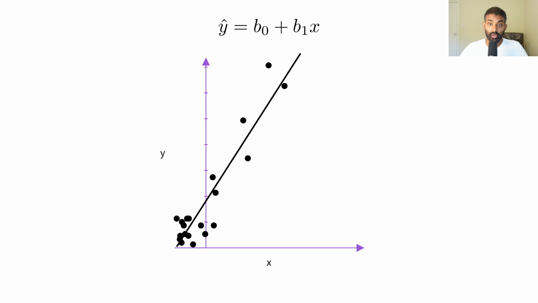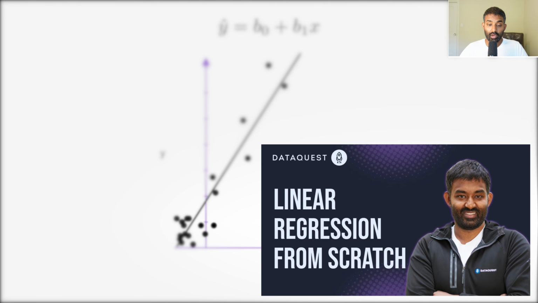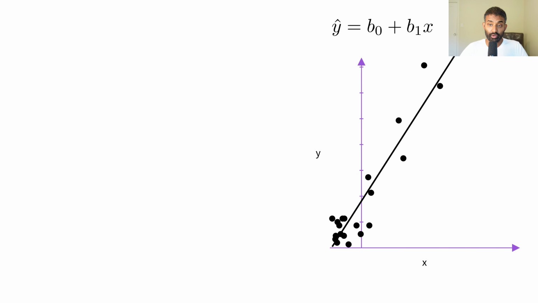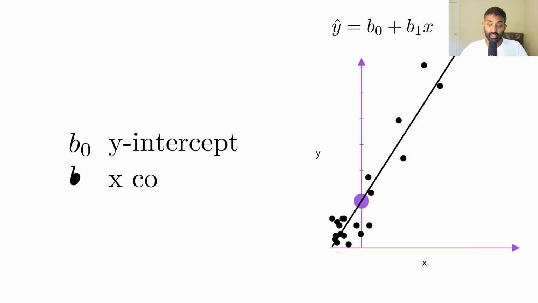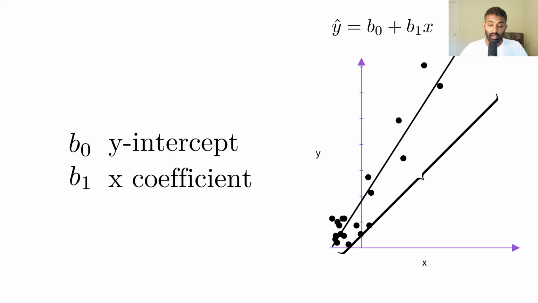And if you're not familiar with the equation, I did a previous video about linear regression where it's explained in a lot more detail. But to give you the overview, b0 here is the y-intercept, b1 is the slope of the line, and the x coefficient, and y hat is the predicted y. So we can use the line to get predictions given our x values.